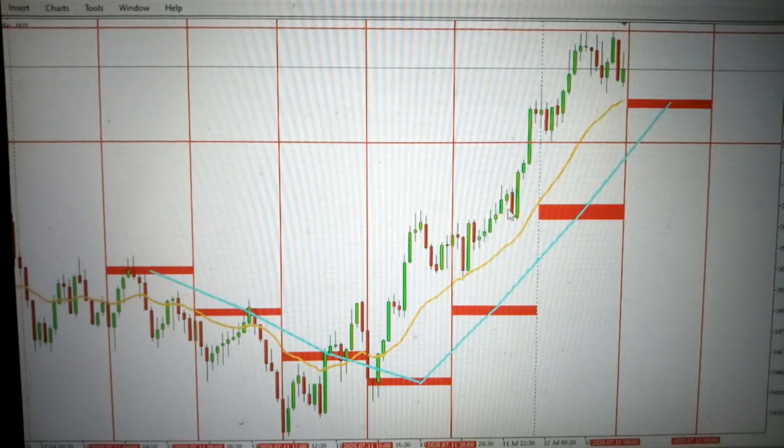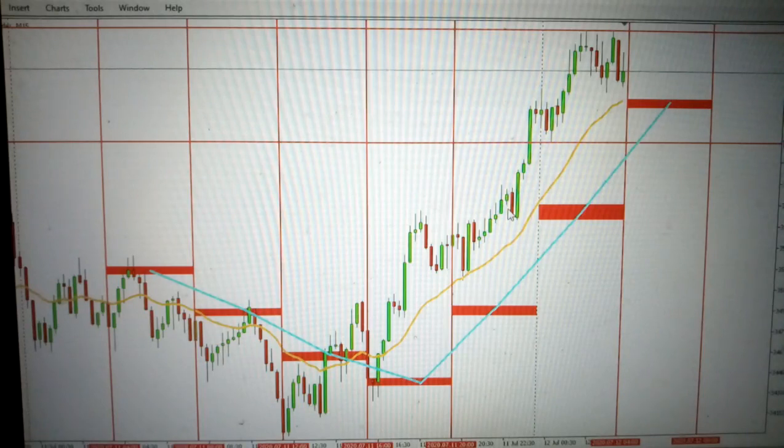So the main idea about this strategy is it preempts what price may likely do. If price is going to continue, if price is going to reverse, if price is going to retrace, or if price is going to be in a range, this strategy will point it out or highlight it for you.